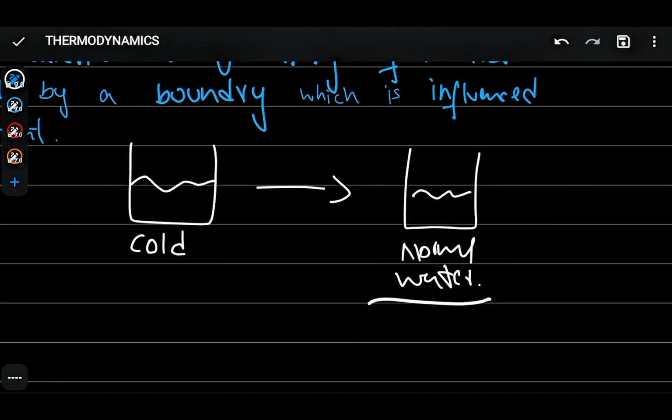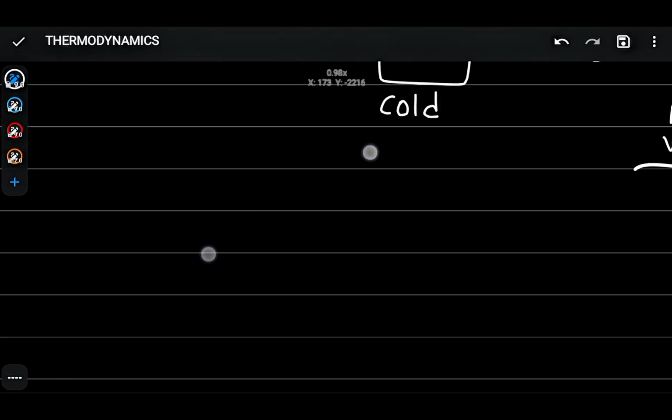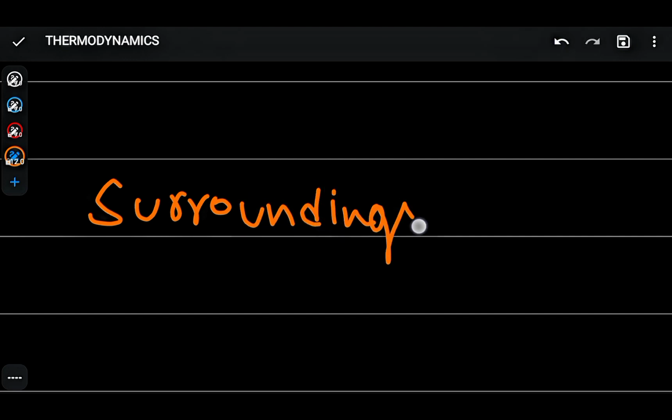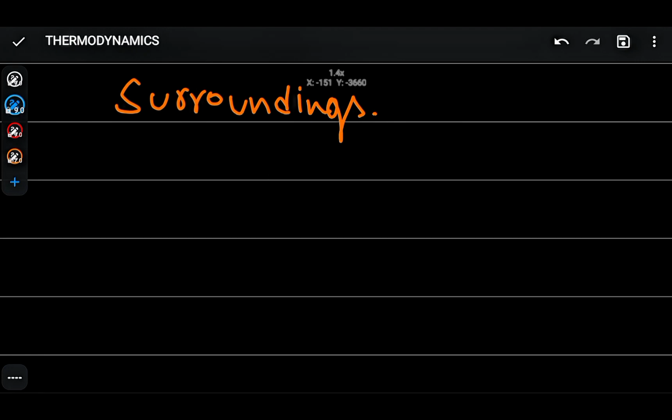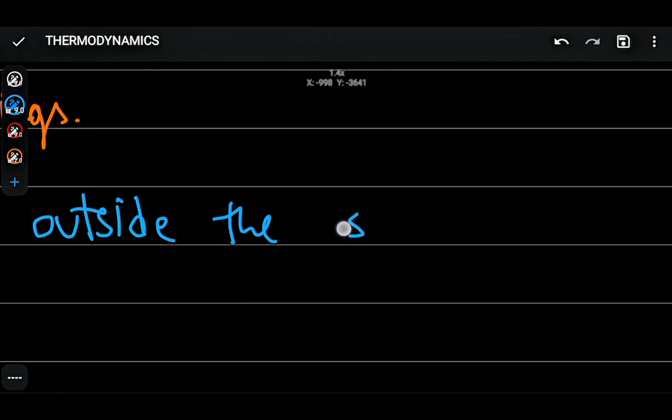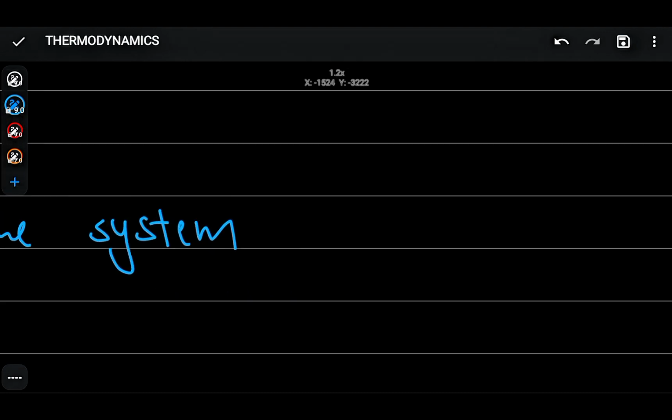Now let's come to the second term, which is surroundings. So what is basically surroundings? It's so simple. Anything outside the system to which it exchanges heat.